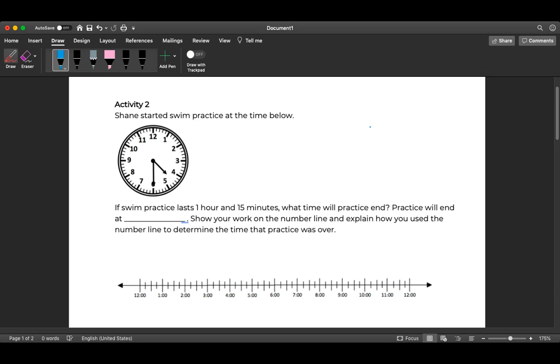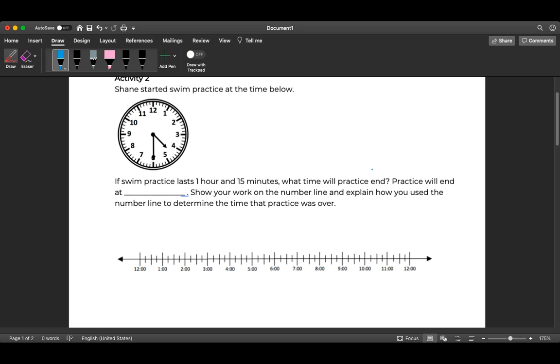Practice will end at blank. So you're going to write the time there that practice will end, and then show your work on the number line and explain how you used the number line to determine the time that practice was over. So you'll show the number line, mark your time, and then jump on the number line, jump 1 hour and then jump another 15 minutes. And where you land will be the time that practice ends. So use the example that I did below.